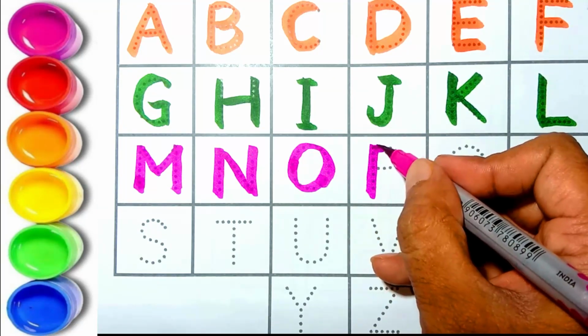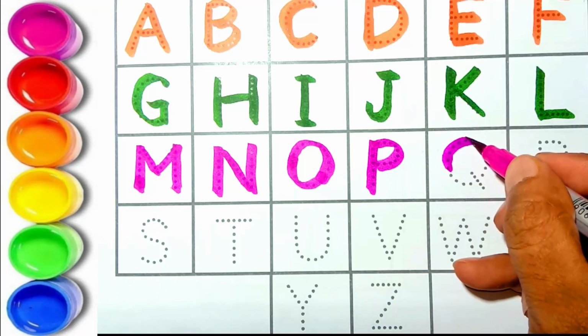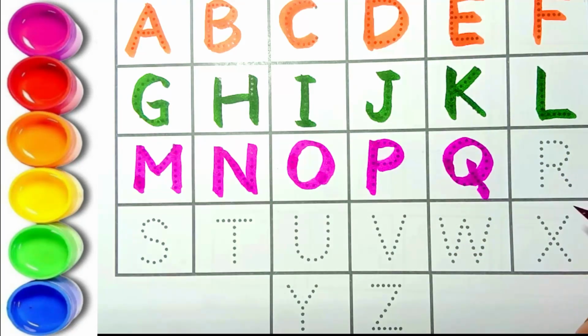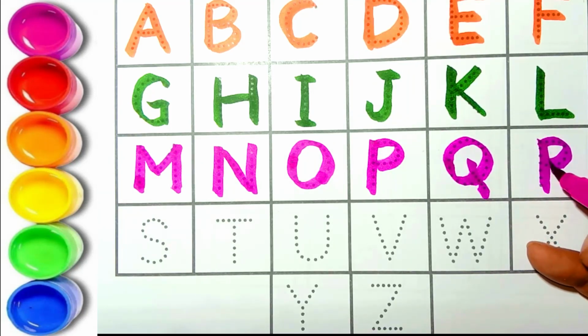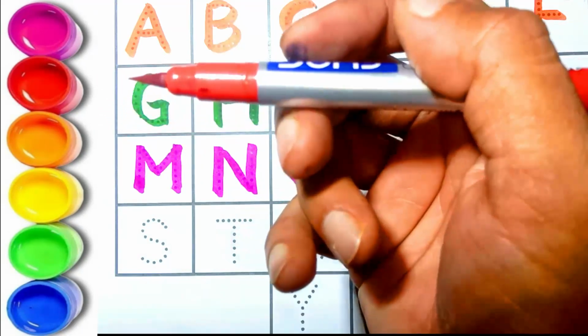P for parrot. Q for queen. R for rose. Red color.